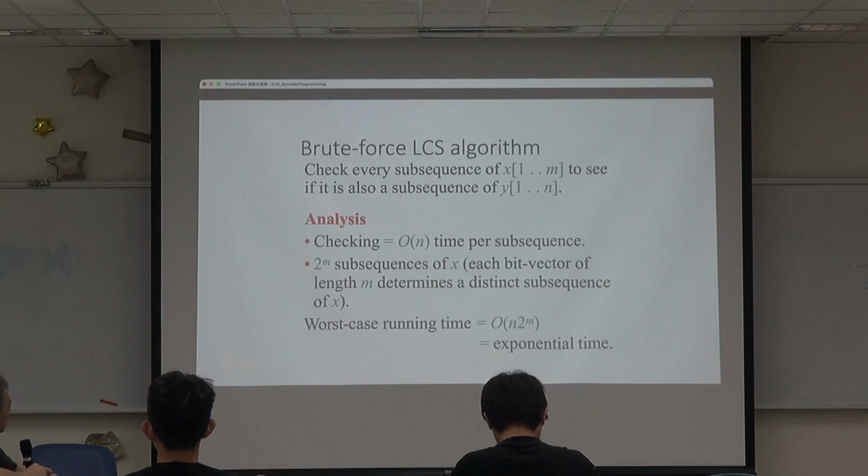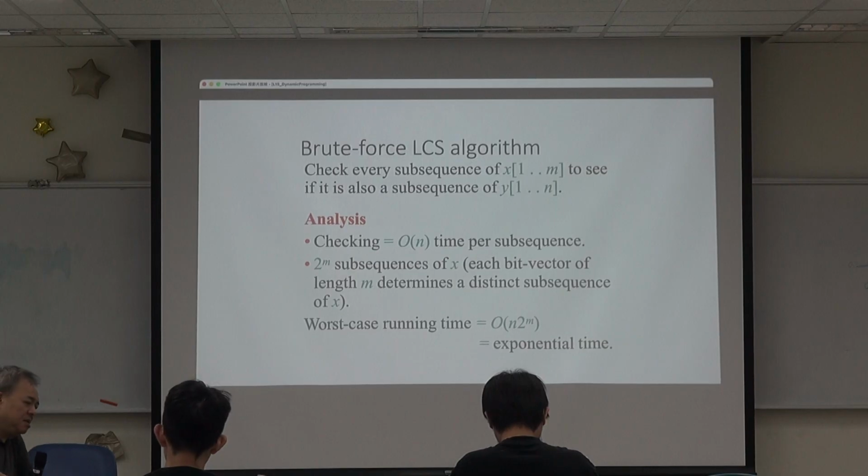Now consider everything together. The worst case running time will be big O of n times 2 to the power of n. You have 2 to the power of n subsequences that come from sequence X, and for every subsequence, you check if it appeared in sequence Y, which takes linear time n. So that's the result. Obviously this is exponential time.